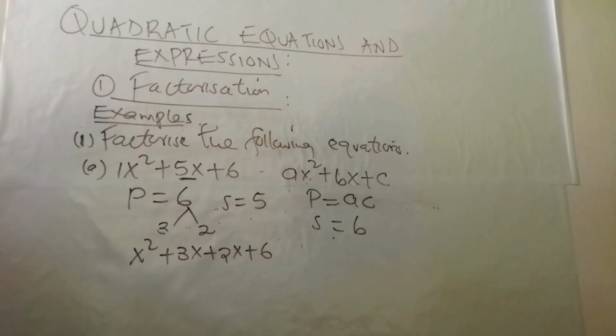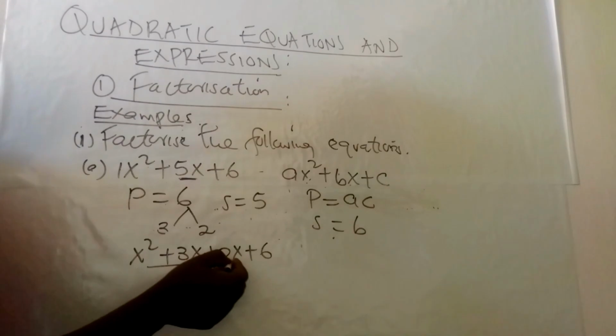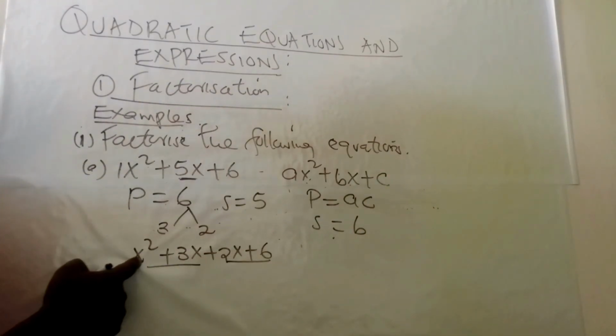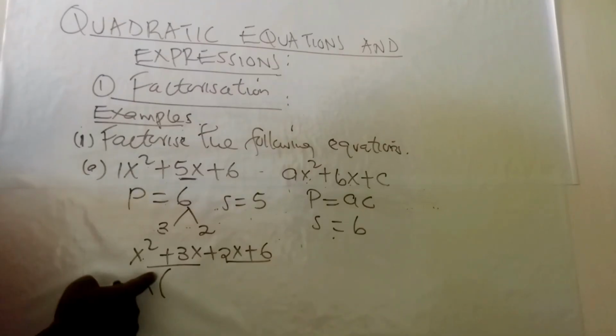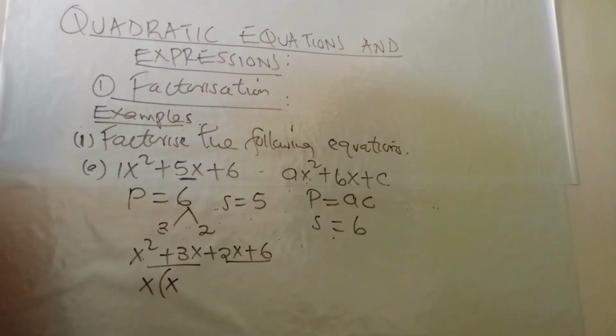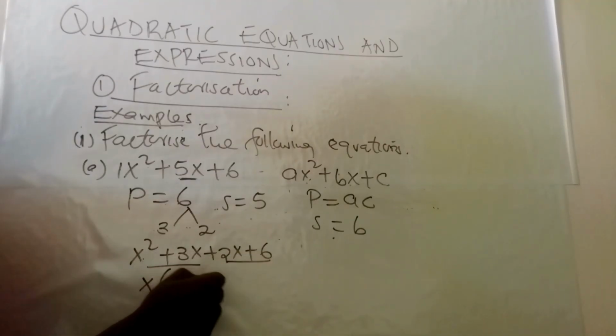Then from there, we use common factors. We group them into twos, then use common factors to factorize. The first two, what is common between x squared and 3x? Generally x is common. When you factor out x in x squared, you're left with x. When you factor out x in 3x, you're left with 3.